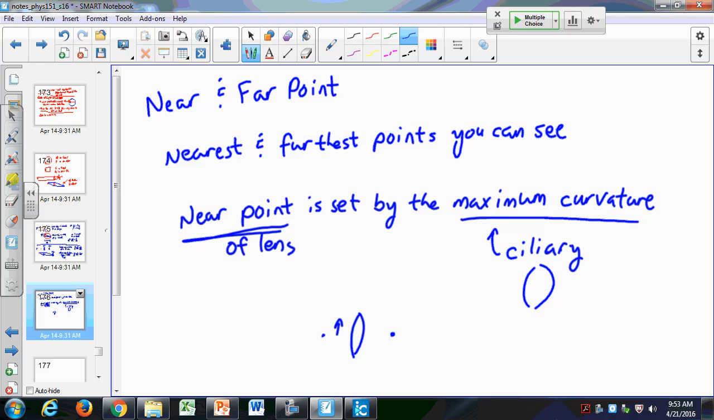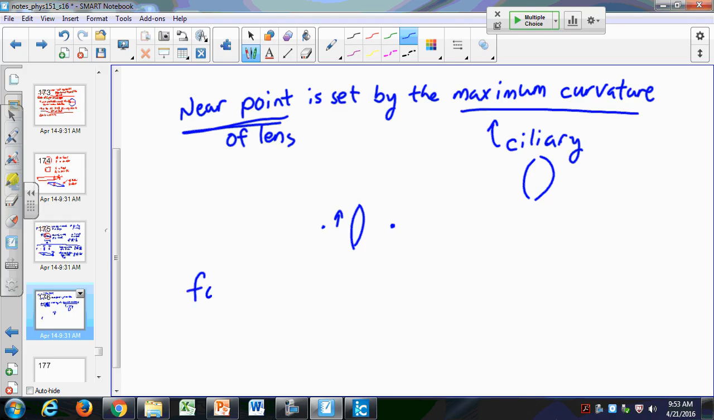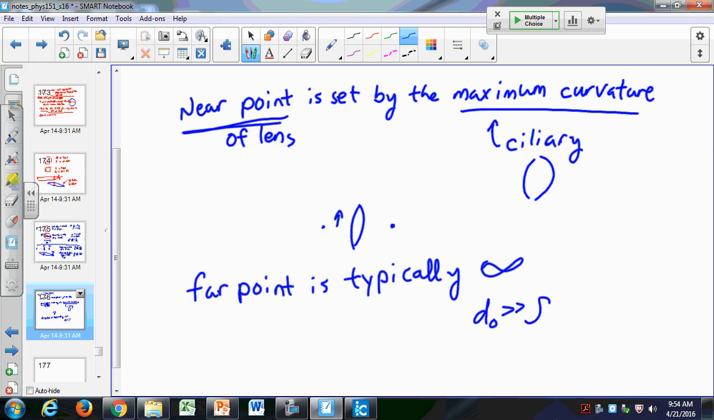The far point is the furthest you can see. Typically, your far point is infinity. Infinity is not really infinity. It means something that's really far away, something much bigger than your focal length. So, for example, looking from here to the back of the room, we would consider that to be infinity, because it's a distance much, much larger than the focal length of my eye. The focal length of your eye depends on your eye, but it's about 1 to 2 centimeters. So if I'm 100 times that, or 200 times, or 1,000 times that, we would call that infinity. Everybody get to see the eye?